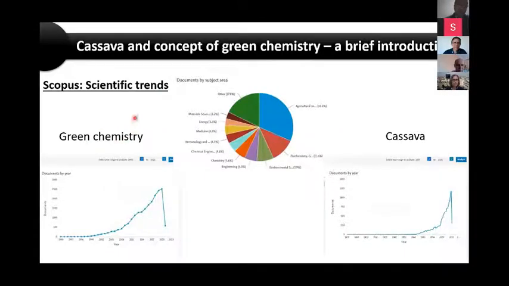probably it's worth it. So after that, we tried to see some trends in the scientific literature relating green chemistry with cassava using the Scopus database. As you can see, both terms, both subjects are increasing, which is good. That means more information is available right now. But when you look deeper at cassava, most of the data available are related to agriculture, not biotechnology by itself, but agriculture.